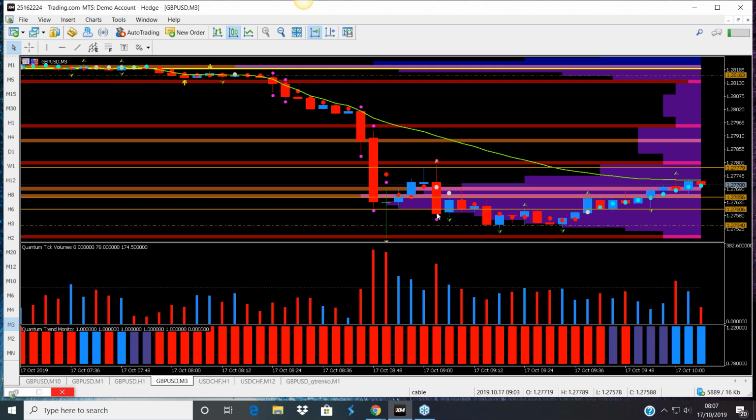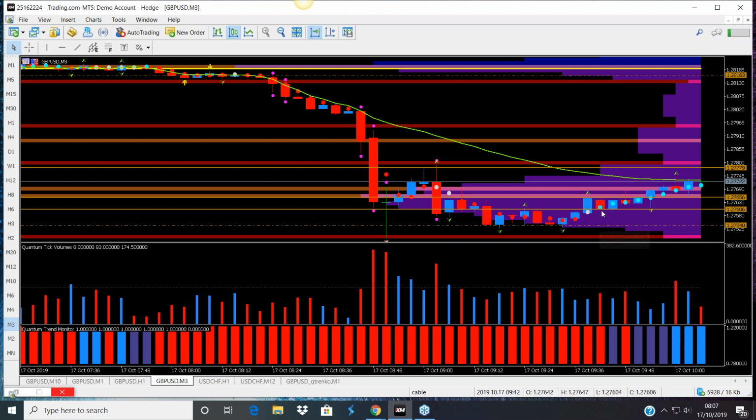This is what we saw. We saw the dramatic fall. Then we've had this period of consolidation going into London, and now we're having a kind of gentle rise. Now, at this point, would you say, well, is this now a good time to perhaps take a reversal?